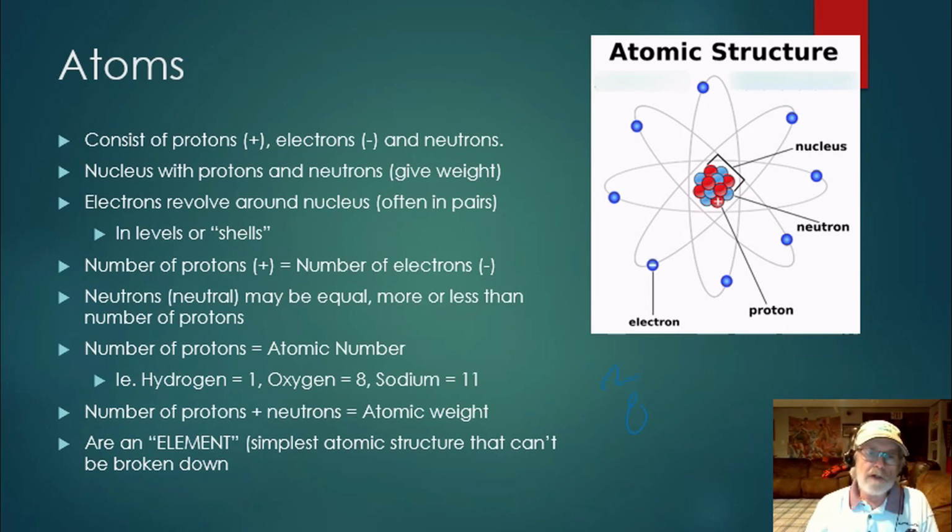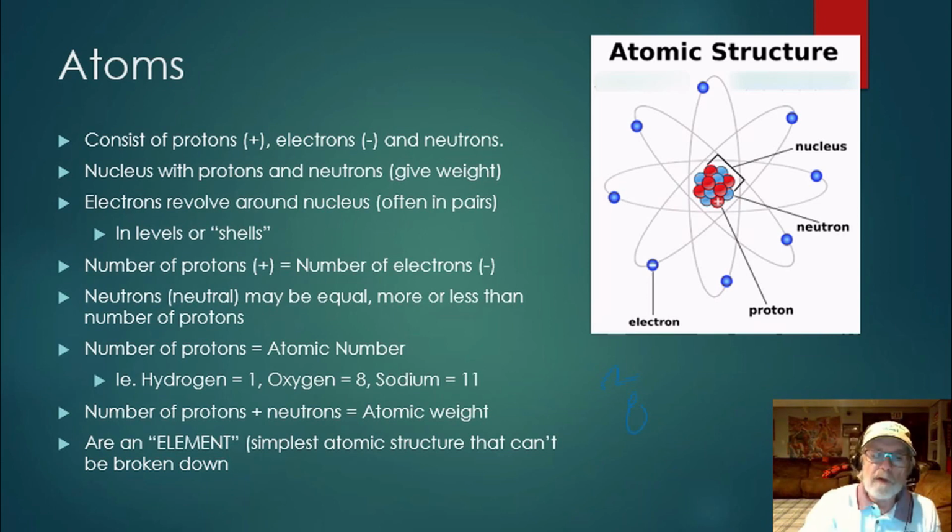So if we look at a hydrogen, hydrogen has 1 proton, 1 electron. Okay. If I look at oxygen, oxygen has 8 protons, 8 electrons. Also going to have some neutrons too. Neutrons may be equal, more or less than the number of protons. They could have multiple different formations of what we have there.